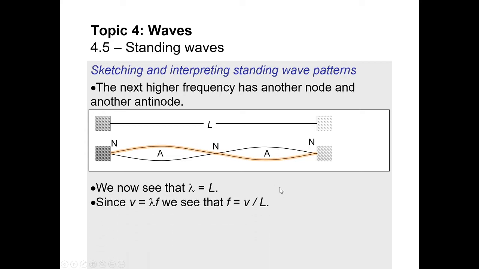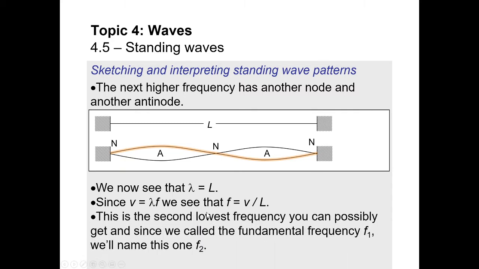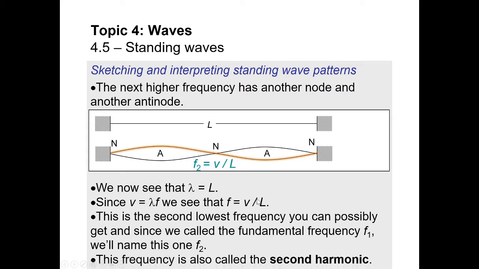If you want to actually come up with an expression for the frequency based on the universal wave equation, we know that frequency is the speed of sound, or the speed of the wave in this case, divided by wavelength. So, if lambda is equal to L, then F is equal to V over L. This is the second possible configuration that can be made, so we call it F2. It doesn't get a fancy name like fundamental frequency for F1, we just call it F2. Also known as the second harmonic.